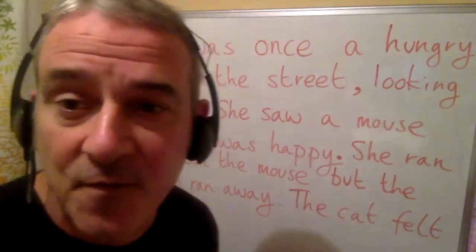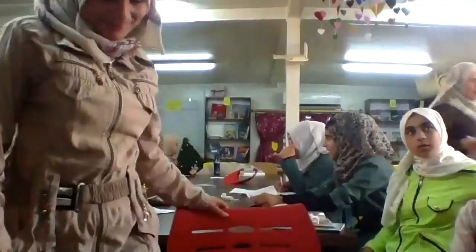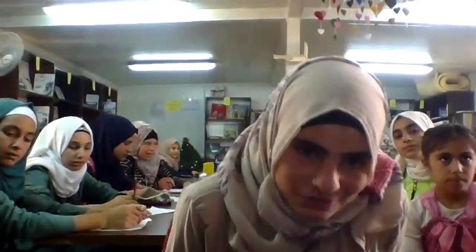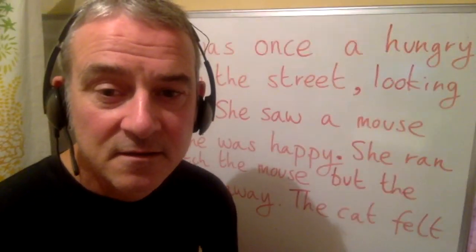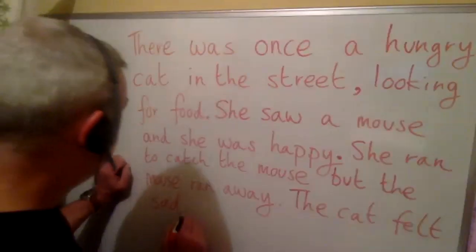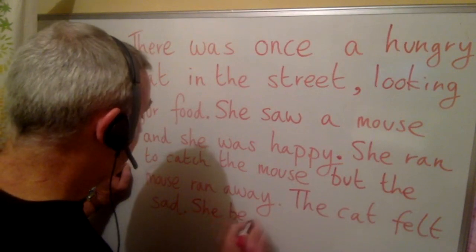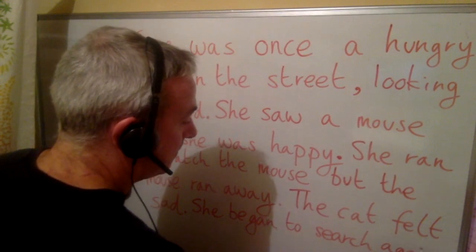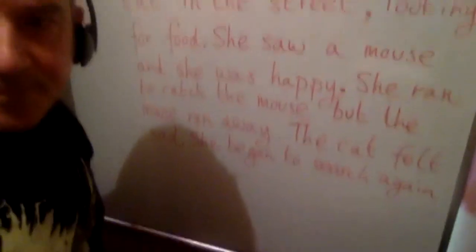There was once a hungry cat in the street looking for food. She saw a mouse and she was happy. She ran to catch the mouse, but the mouse ran away. The cat felt sad. Okay. She began to search for a mouse. Ah, she began to search again. She began to search again.